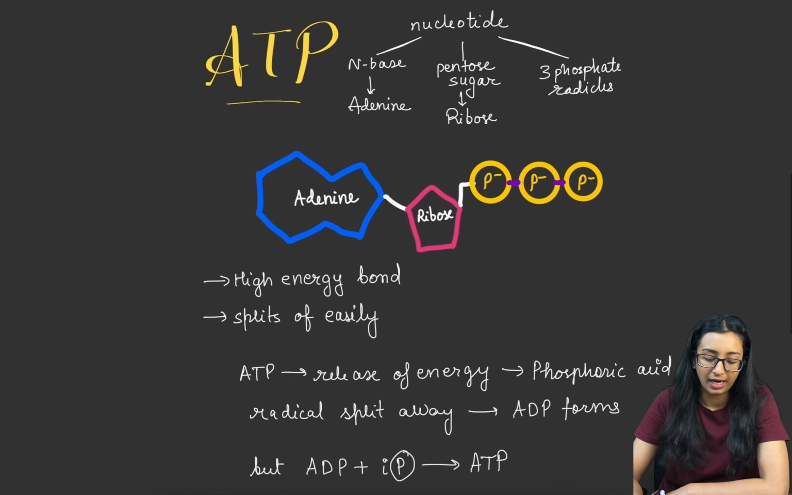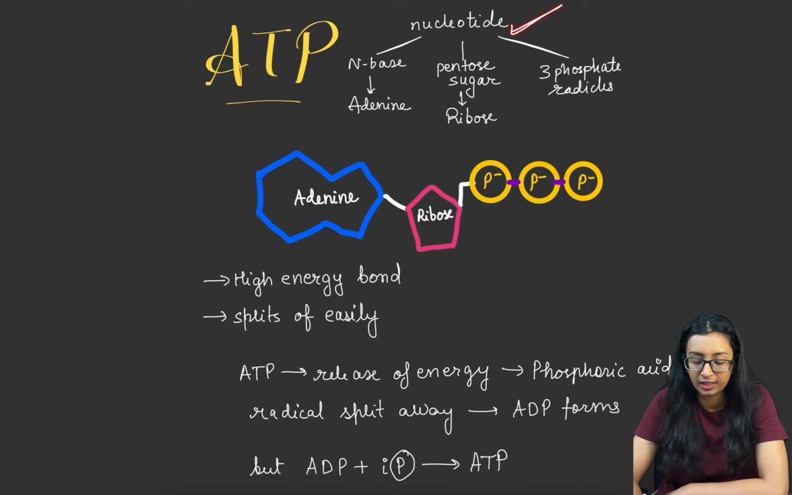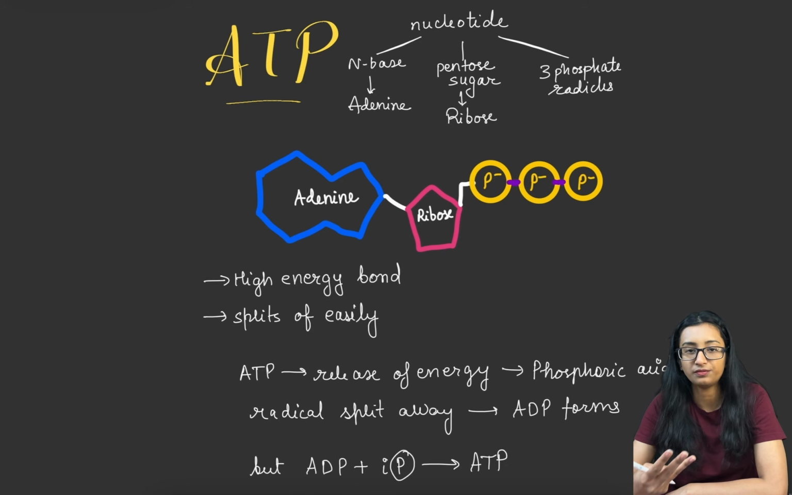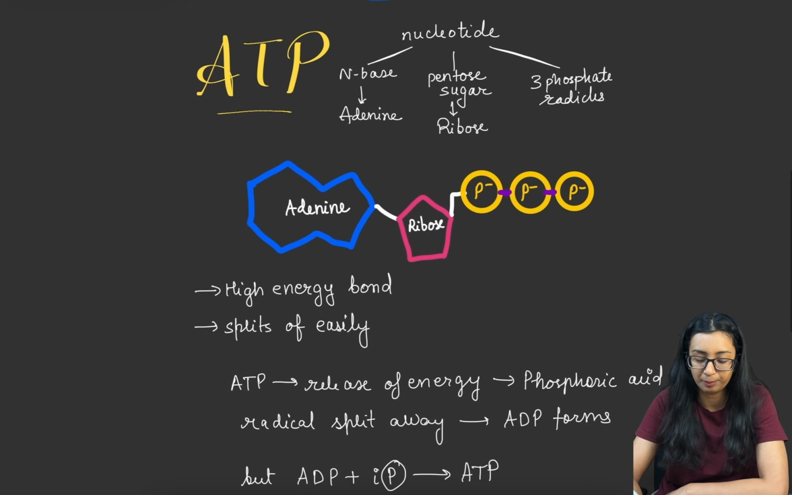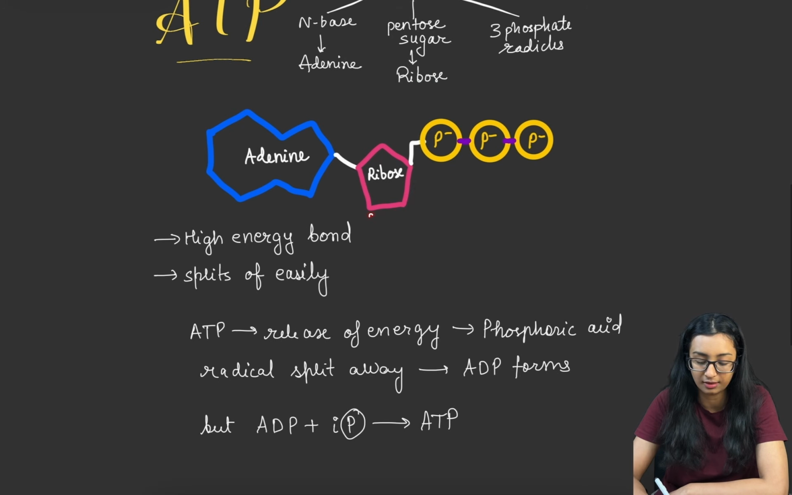Some points about ATP: it is a nucleotide, that is, it is of three parts. The nitrogenous base, that is adenine. Then we have the pentose sugar, that is ribose. Then we have three phosphate radicals, here are the three phosphate radicals. It is a high energy bond and splits off easily.